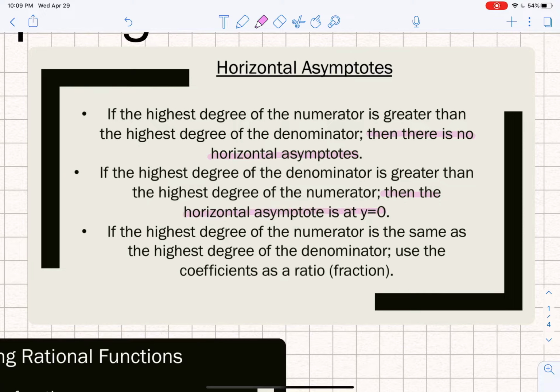Lastly, if the highest degree of the numerator is the same as the highest degree of the denominator, we use the coefficients as a ratio or as a fraction, and that's where we're going to place our horizontal asymptote. All right, so let's get started.